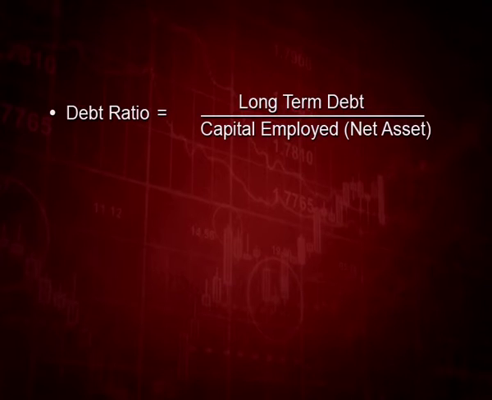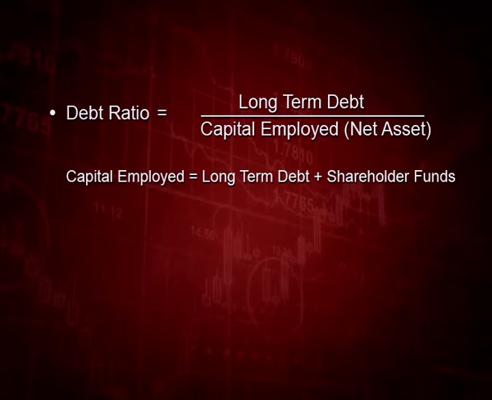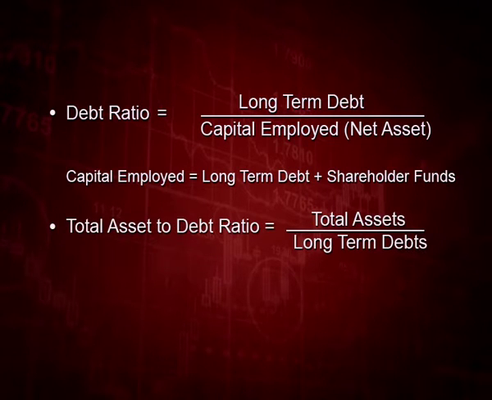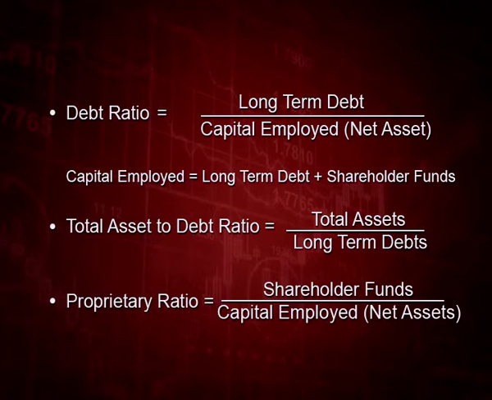This is sometimes also known as leverage ratio. Another variation of this ratio is debt ratio, which is equal to long term debt upon capital employed or net assets. Now, capital employed is equal to long term debt plus shareholder funds. Third ratio under this section is total asset to debt ratio. Now, this ratio is equal to total asset upon long term debts.